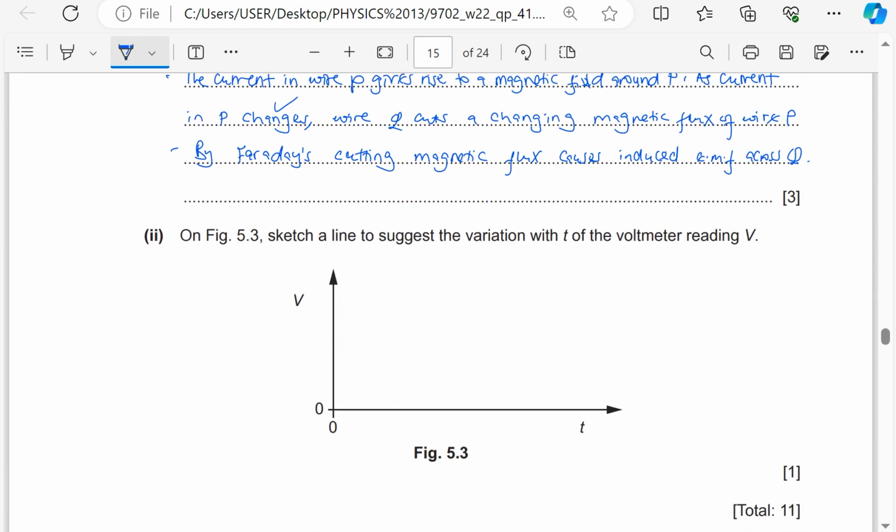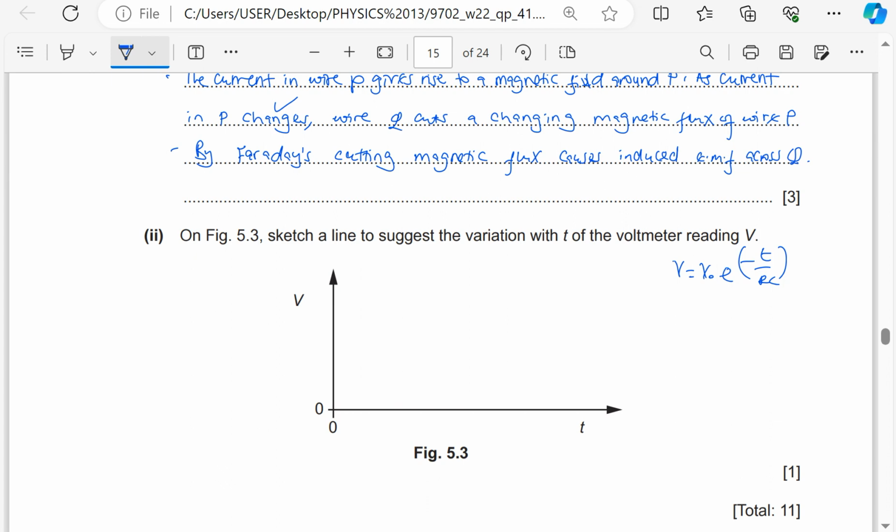On the figure, sketch the line to suggest the variation with t of the voltmeter reading V. So of course we know that V is going to be equal to V naught e power negative t over RC.